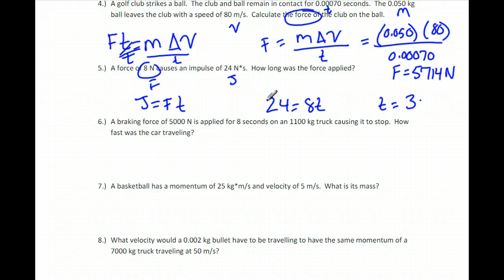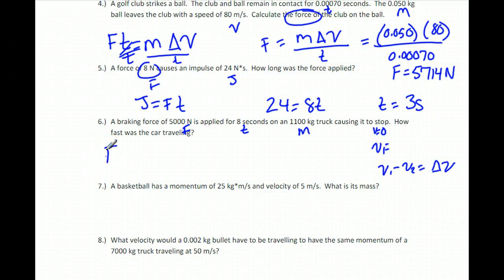So t equals 3 seconds. A braking force of 5,000 newtons, that's force, is applied for 8 seconds, that's time, on an 1,100 kilogram truck, that's mass, causing it to stop. So velocity equals 0. How fast was the truck traveling? So we want to know the initial speed. So we're basically looking for V1. That's going to be V1 minus V2, the change in velocity. So that's what we're trying to figure out, is how fast was the truck going if it stopped.